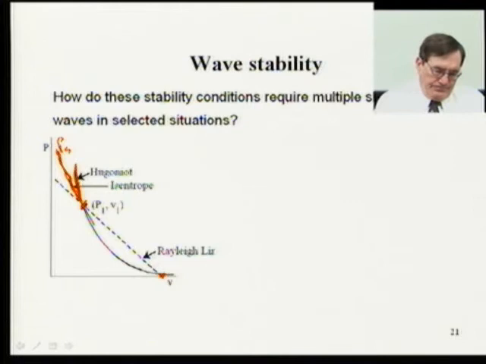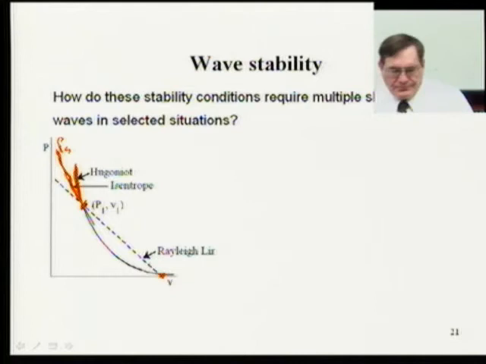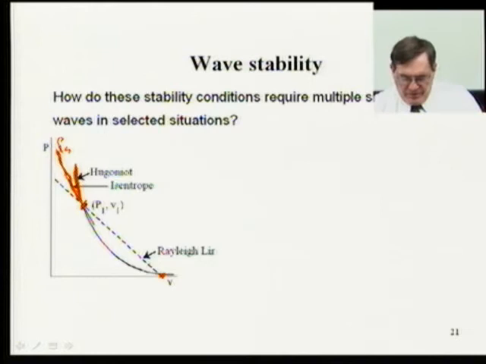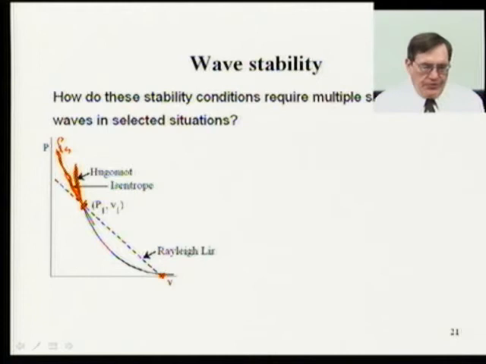Well, if you notice that the slope of the Hugoniot and the slope of the Rayleigh line are all properties from the Hugoniot or the shock wave. So if you just take the average of the Hugoniot slope and the Rayleigh line, it's going to be close to the slope of the isentrope.